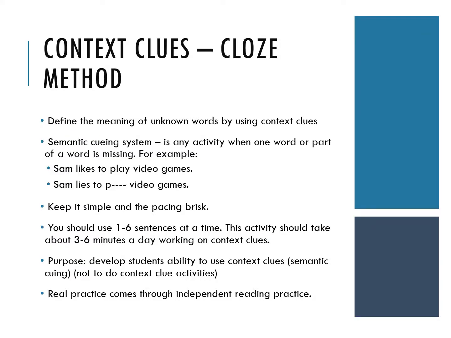So context clues use a semantic cueing system, which is any activity when one word or part of a word is missing. So semantic cues are gained through using knowledge of known words which precede or follow the unknown word. So for example, if a student saw the sentence, Sam likes to blank video games, and they're provided with the letter P to give them a hint for the word, they can fairly easily determine what the missing word is using prior knowledge or their knowledge of video games to determine the missing word is play.